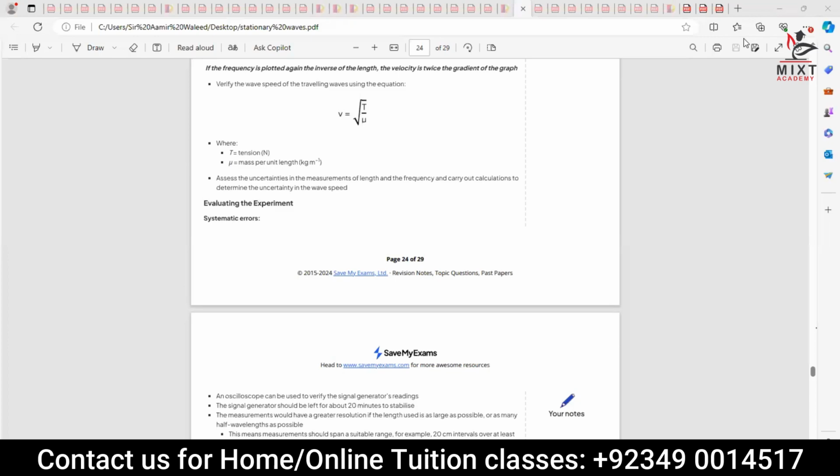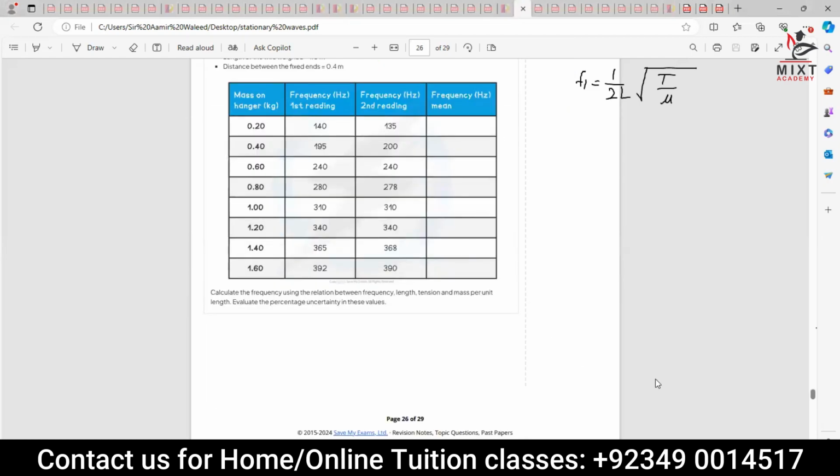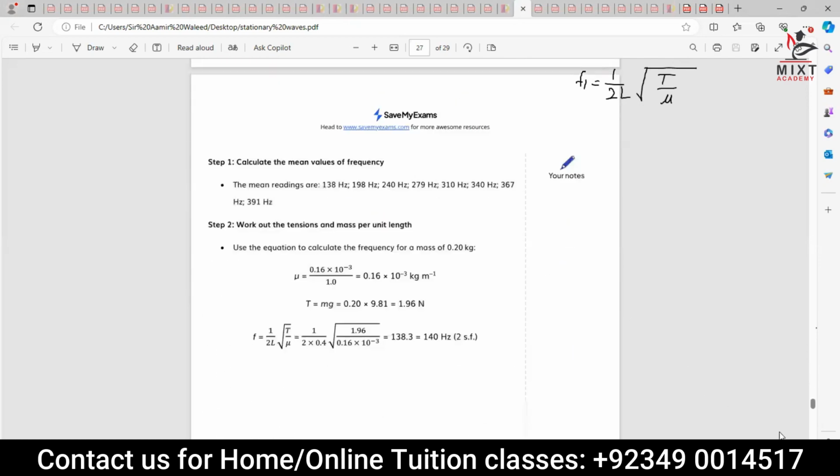If velocity is given as v equals root of tension upon mu, where T is the tension and mu is the mass per unit length, what will you do? You find the lambda, then v equals frequency times lambda, so frequency will be equal to v upon lambda. So the formula becomes, for the first frequency F1, 1 upon 2L root T upon mu. Check it out. These are the values, let's suppose. So the first frequency, the second frequency, in hertz. These are the calculations you see. Mu means mass per unit length. You place the values into that and you get the hertz of that.